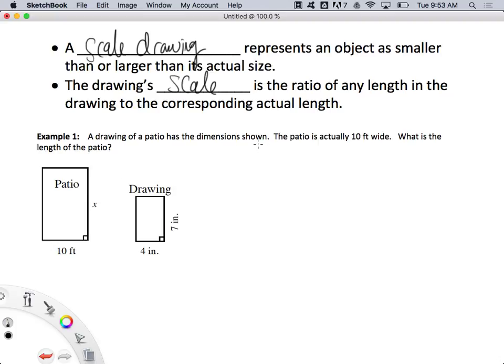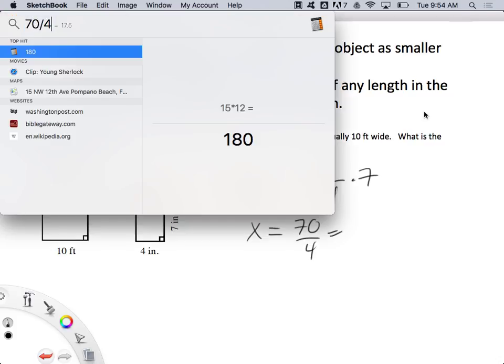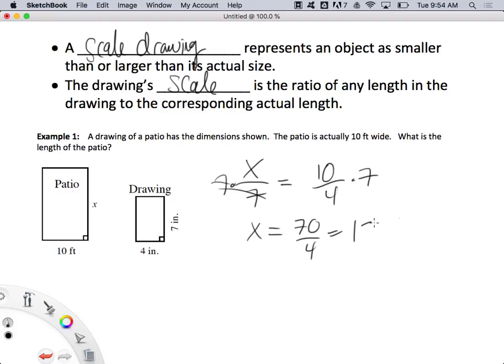A drawing of a patio has the dimensions shown. The patio is actually 10 feet wide. What's the length? Okay, so they're proportionate. So if this is 10 feet, and that's 4 inches, this is 7 inches, that's x. I do x over 7 equals 10 over 4. I multiply both sides by 7. I get x equals 70 over 4, which is 17.5. So it's 17.5 feet.